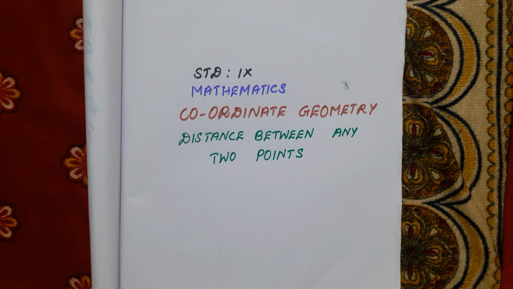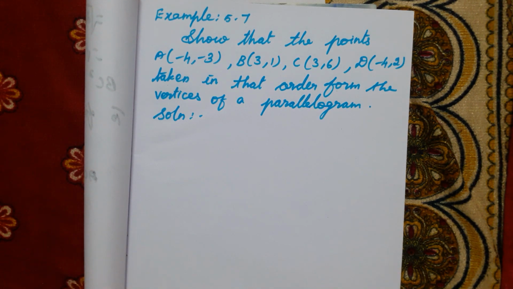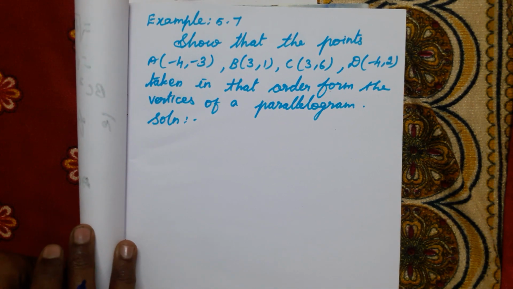In the previous class, I explained distance between any two points. Today also, I am going to continue distance between any two points. What is the formula for distance? Distance d is equal to root of (x2 minus x1) the whole square plus (y2 minus y1) the whole square.